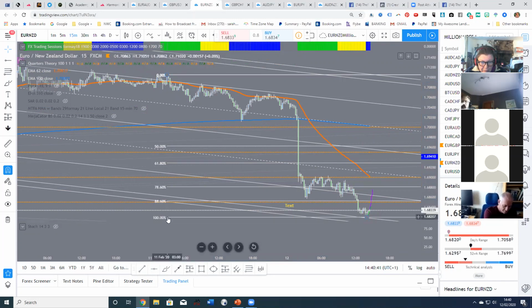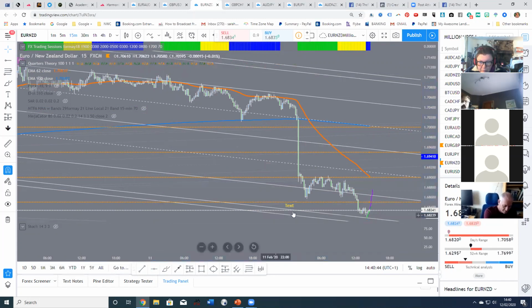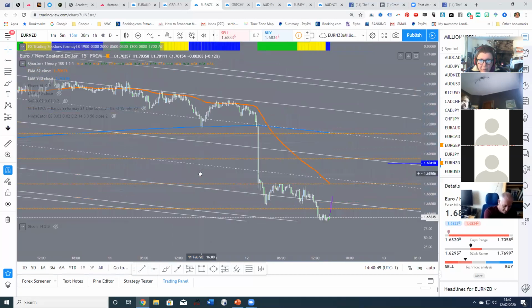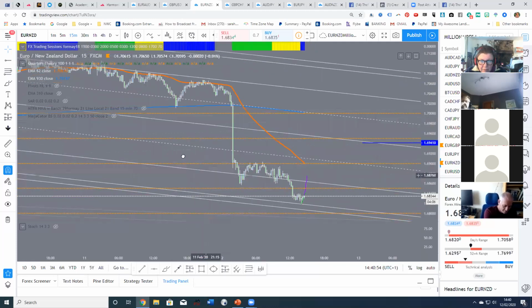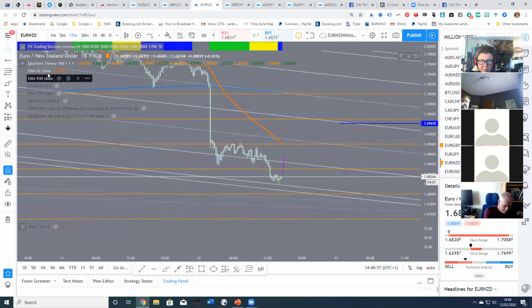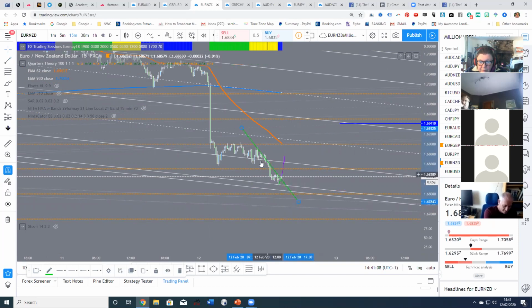Get rid of that now. So take the text off. Okay, so on the 15-minute, we've got a little trend here, and I'm looking for it to break it. That's this trend here. So that's our current downward trend. Again, slightly difficult because of news.